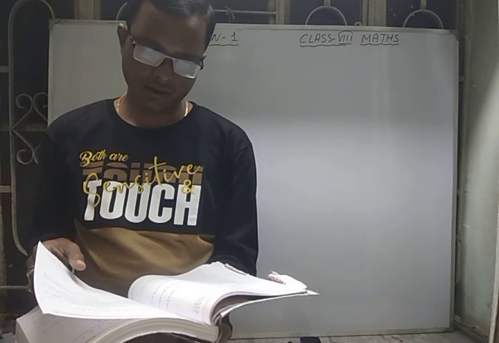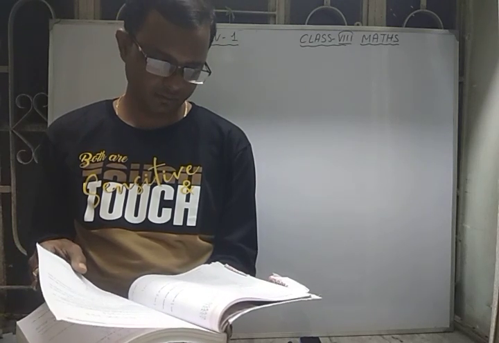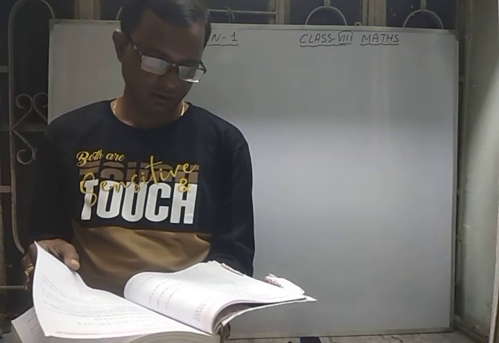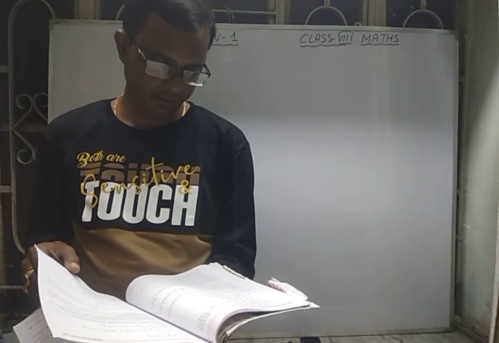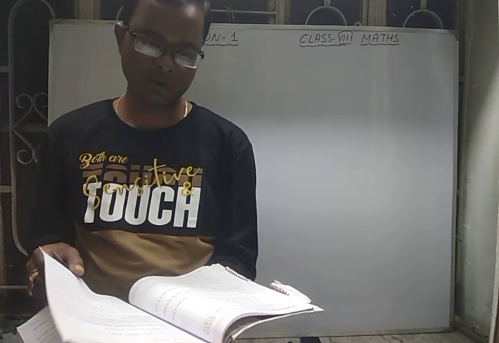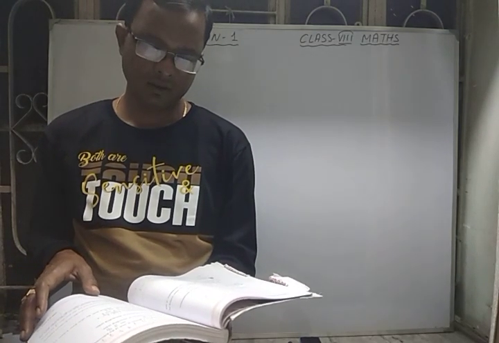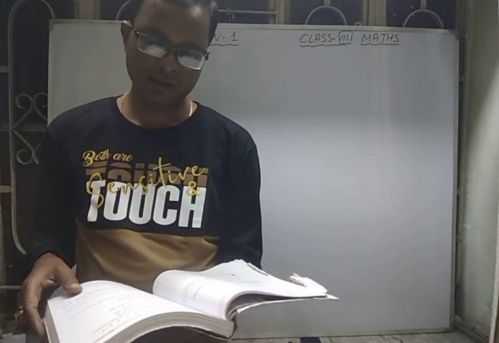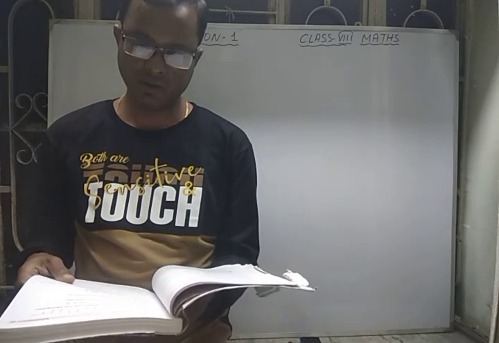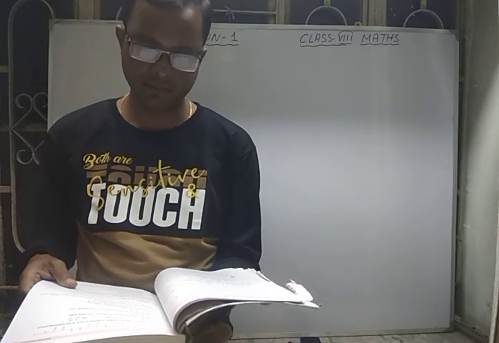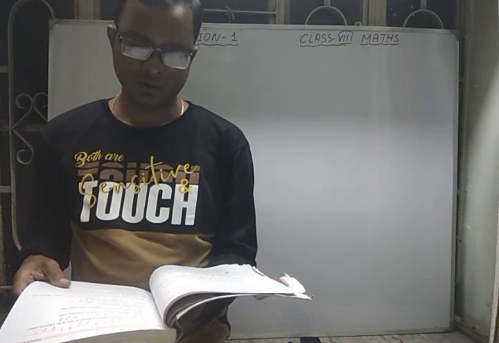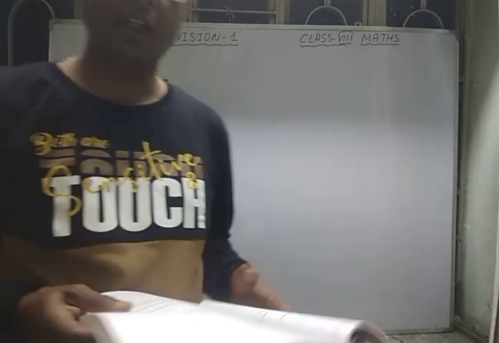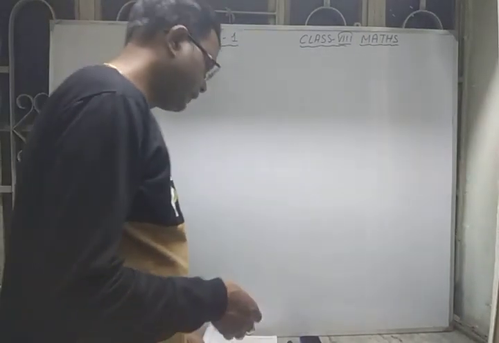So first of all I will discuss with you how to find rational numbers between two given rational numbers, okay. Suppose you want to find 20 rational numbers between two rational numbers, which is a question from exercise 1.5, question number 8. Find 20 rational numbers between -3 by 7 and 2 by 3.